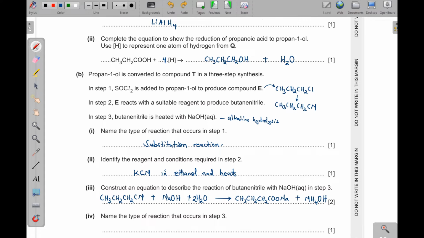Then Roman 4, they are saying, name the type of reaction that occurs in step 3. In step 3, it is hydrolysis. Okay? But I can say alkaline hydrolysis. So even if you just say hydrolysis, they give you, because we have acid hydrolysis and then alkaline hydrolysis.